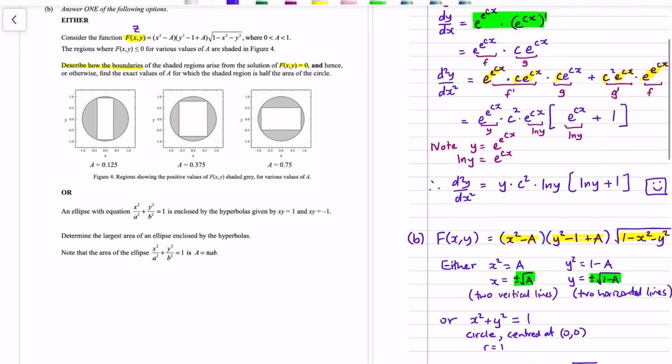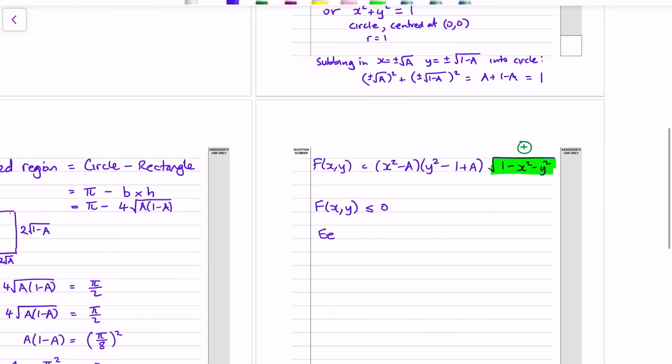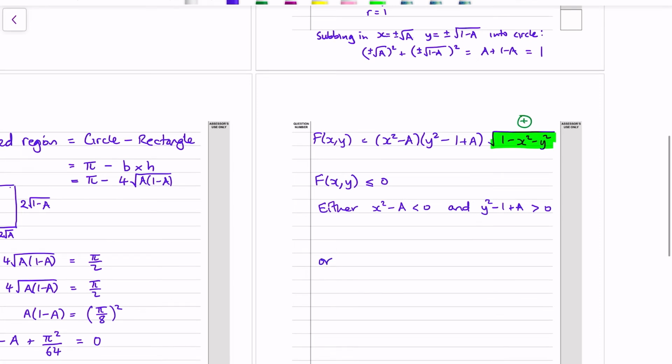So the question itself talked about f of x, y being less than or equal to 0 for various values of a, shaded. So how does f of x, y become less than or equal to 0? We'd have either x squared minus a is less than 0 and y squared minus 1 plus a is greater than 0, or the opposite. Or x squared minus a is greater than 0 and y squared minus 1 plus a is less than 0.